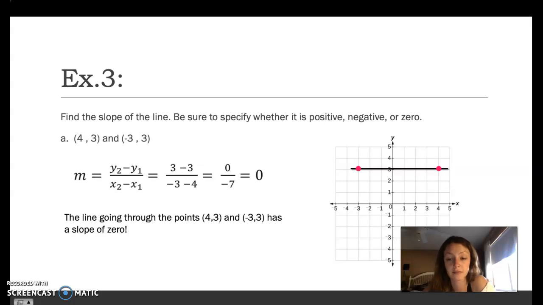Here's our graph. I went in and I plotted my 2 points first, 4, 3 right here, and -3, 3. Then I drew a line through the 2 of them, and as you can see, my height stays the same. My line is not going up or down when I read from left to right, which tells me that I have a height or a slope of 0. So now you know that your slope is correct. You don't even have to worry about it.